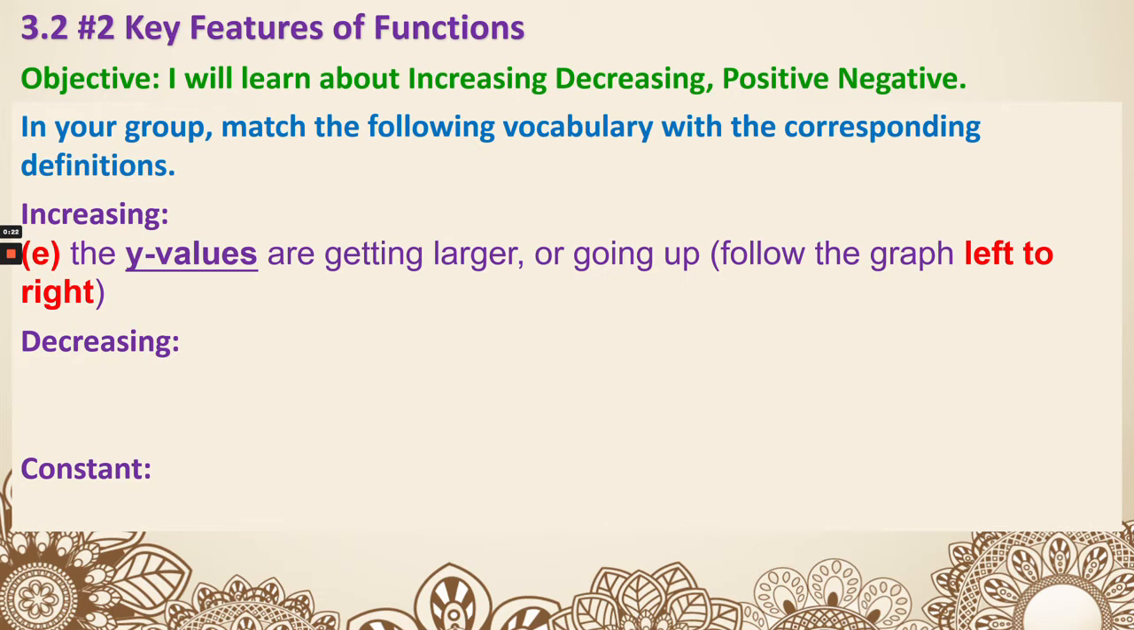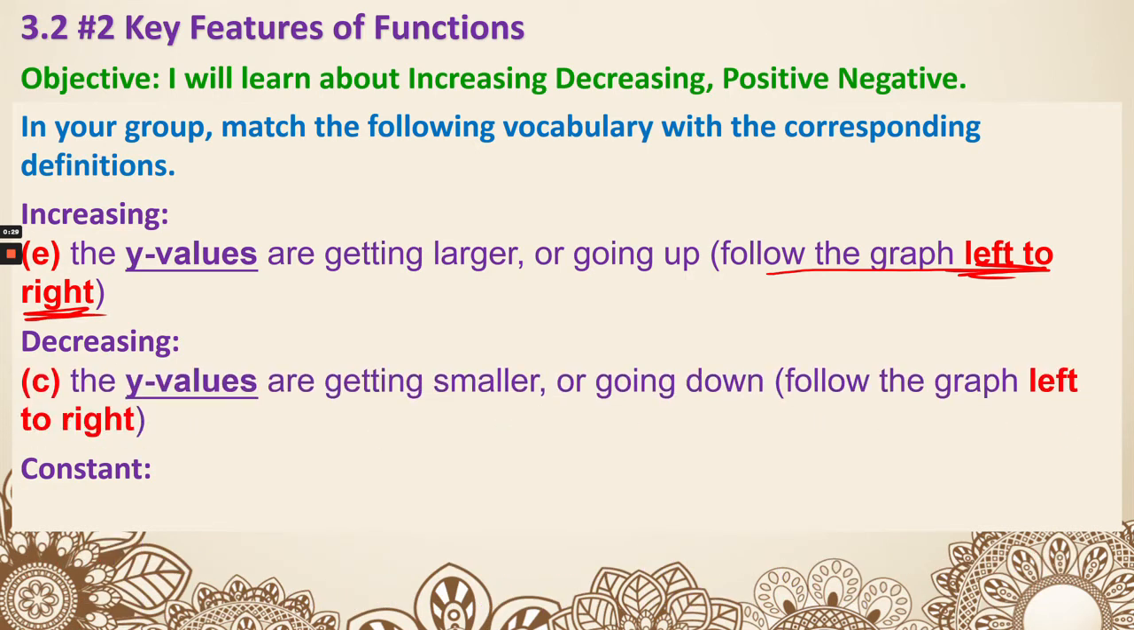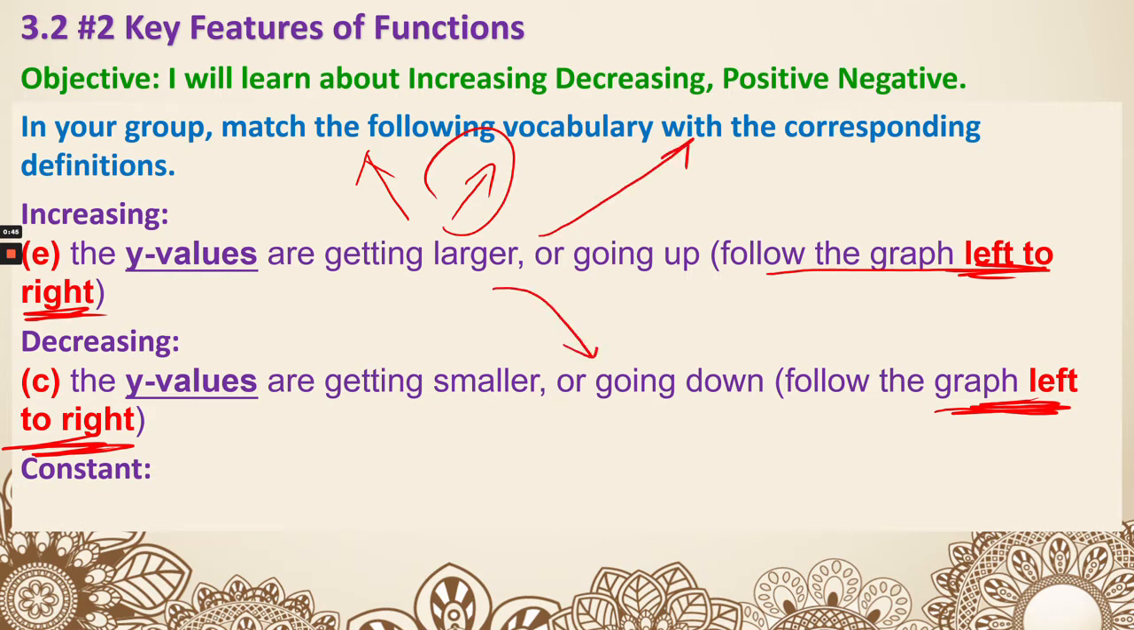Here's the important thing. Follow the graph from left to right. Decreasing is when the y values are getting smaller or going down. Same thing, follow the graph left to right. So even though we have two different directions of going up, it's this one because we need to read our graph from left to right. So this is what increasing looks like, and that is what decreasing looks like.